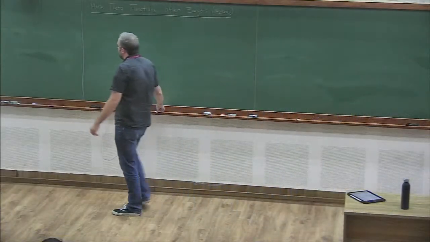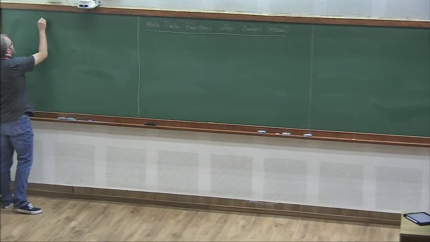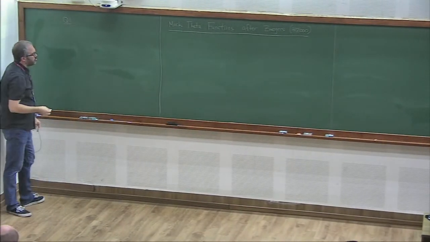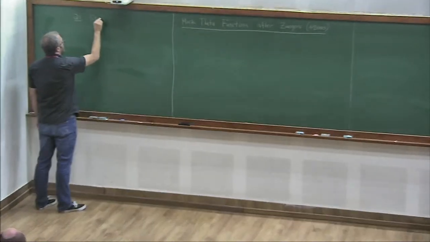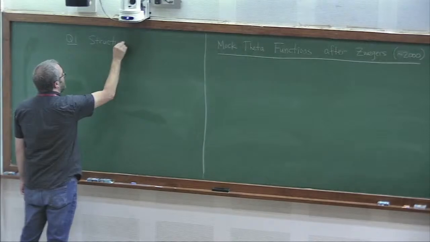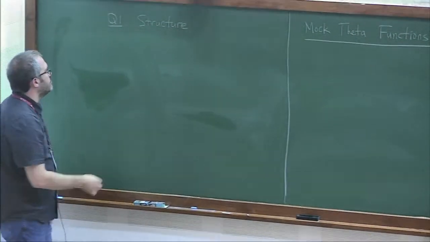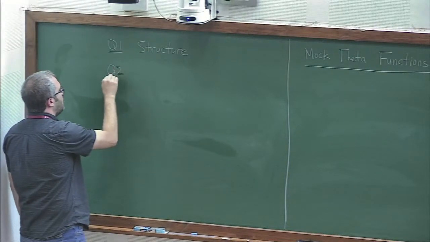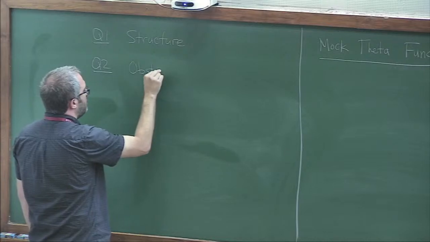Great, thank you. So let's recall what we did yesterday. I think there were 5 questions. So let's just briefly recall what they were. The first question was about structure and the definition of a Mach theta function. Question 2 was about this obstruction to modularity.